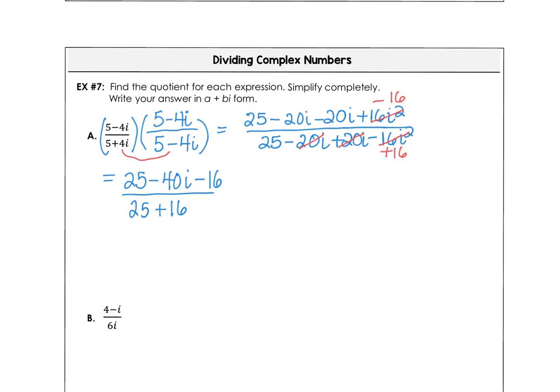So in our numerator, we have 25 minus 16, and that's 9 minus 40i. But in the denominator, we have 25 plus 16, and that's 41. Now, oftentimes, we'll rewrite this to be in complex number form. So the proper form would be 9 over 41 minus 40 over 41i. So that's the proper way to write our result.